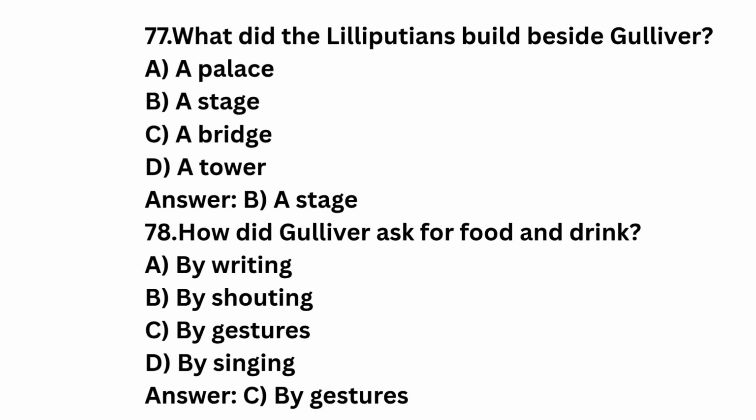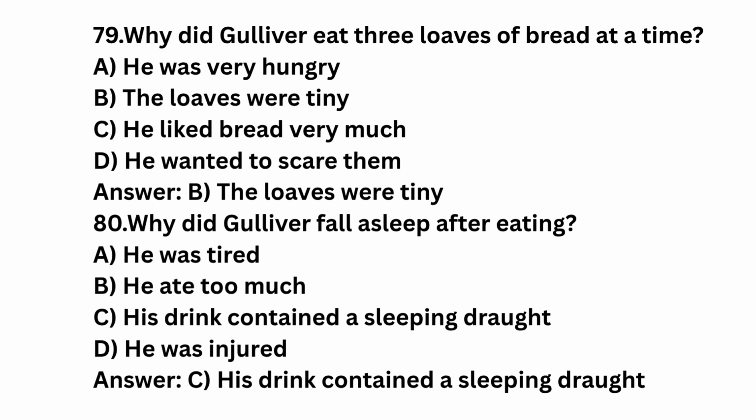A palace, a stage, a bridge, a tower. Answer: a stage. How did Gulliver ask for food and drink? By writing, by shouting, by gestures, by singing. Answer: by gestures. Why did Gulliver eat 3 loaves of bread at a time?